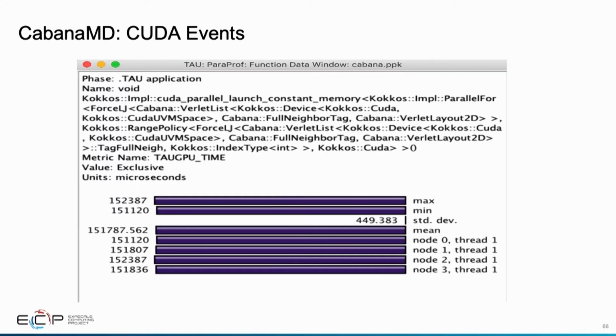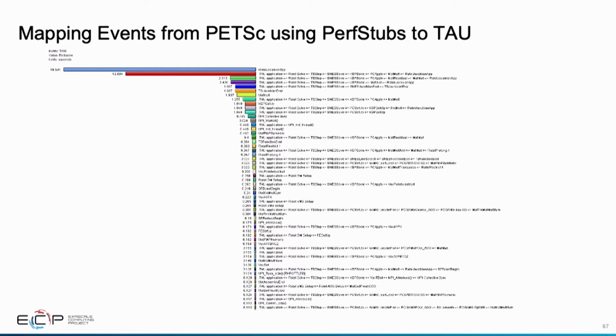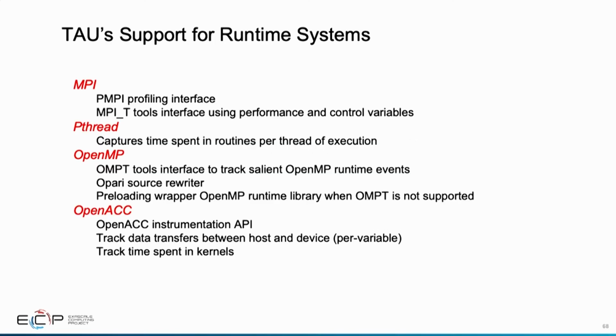Here are CUDA events executing on the GPU, and we also have mapping with PETSc mapped to perf stubs, where perf stubs maps to TAU. So you can see those PETSc start-stop timer names all appear in TAU profiles, neatly like this, with no change to the binary. This is a relatively new thing, and you will see more usage of this with ATPESC over time.